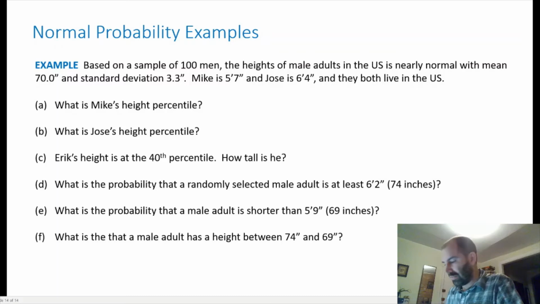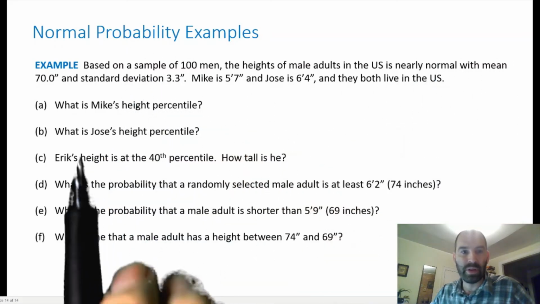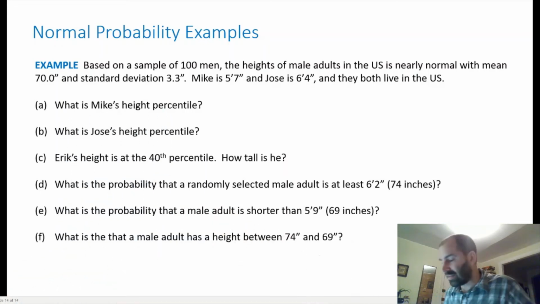Okay, let's look at the next example, our last example today, but it's got a lot of parts, so let's see. Based on a sample of 100 men, the heights of male adults in the U.S. is nearly normal, with mean 70 inches and standard deviation 3.3 inches. Mike is 5 foot 7 inches, and Jose is 6 foot 4 inches, and they both live in the U.S. So that means we can expect that they belong to this distribution. What is Mike's height percentile?